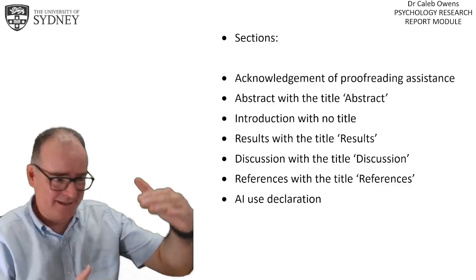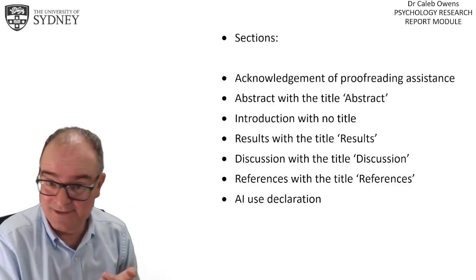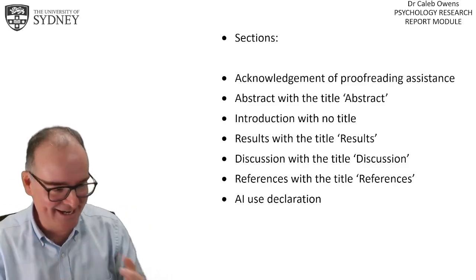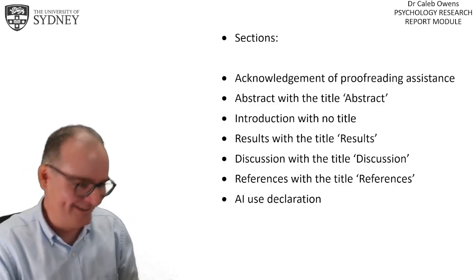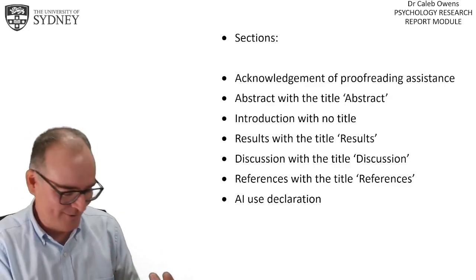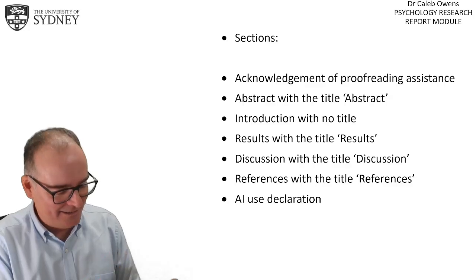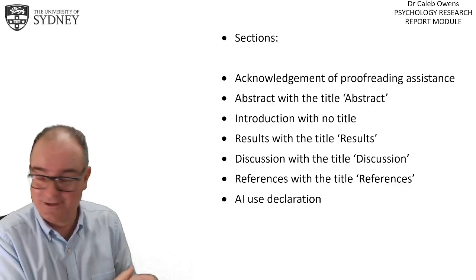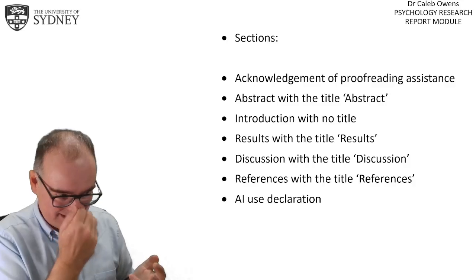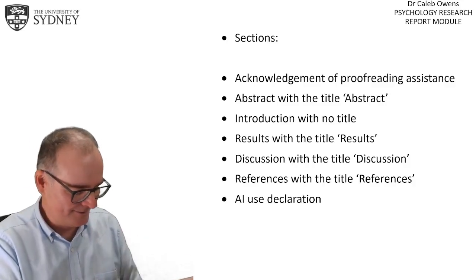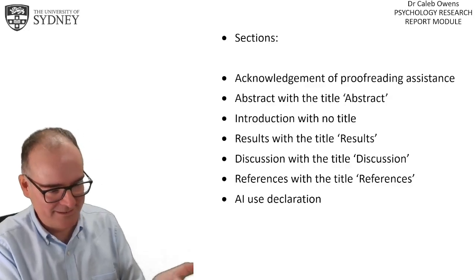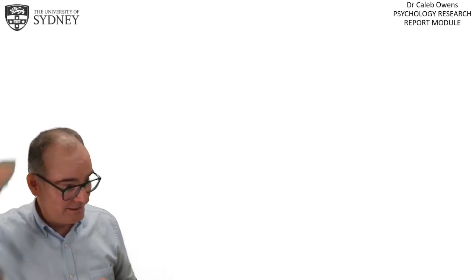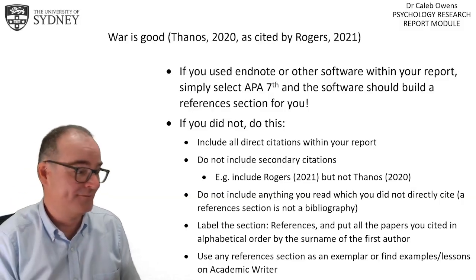The sections you ultimately end up submitting will be, first of all, an acknowledgement of any proofreading assistance you had. So a simple sentence like, my dad, put their name, who has a degree, put your dad's degree, read over my assignment once or twice and gave me editing suggestions and so on. Then your abstract, then your introduction, which doesn't have a title, and results with the title Results, discussion with the title Discussion. I mean, you've got a method section there above results if it's that kind of assignment, but most of the ones I set, you don't need a method. References, and then right at the very end, you've got your AI use declaration. Those are the bits and pieces, all as one file.